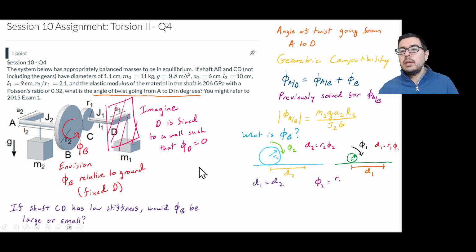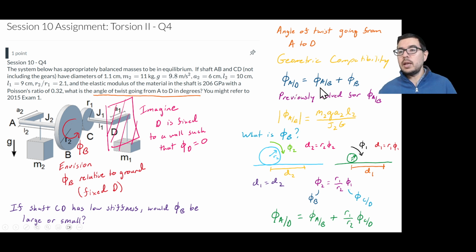So we can write that phi 2 is equal to this ratio r1 over r2 times phi 1. That's just by doing some substitutions. And phi of B right here is equal to the phi 2. You see that for this gear. And phi 1 is equal to the angle of twist in the shaft CD. So now we can write that the angle of twist, which is what we're interested in solving, is going to be this angle of twist in AB plus now this ratio times the angle of twist in CD.